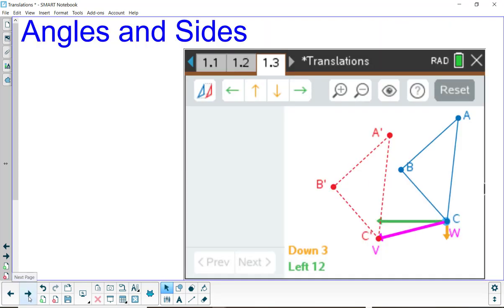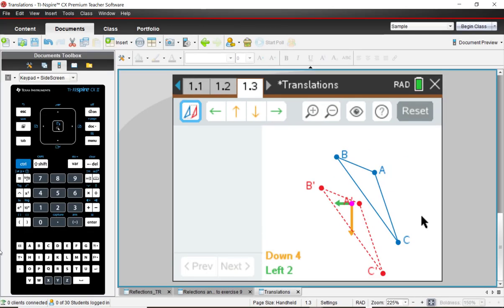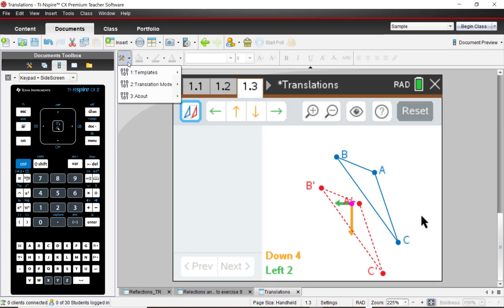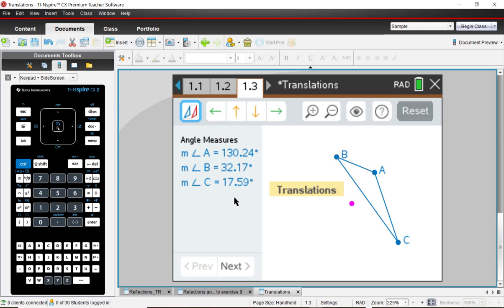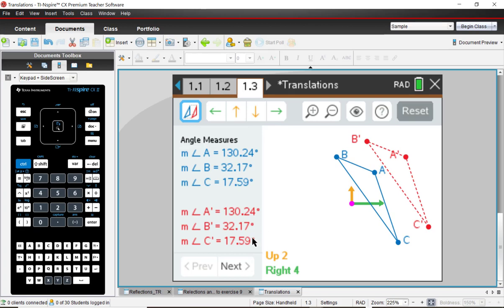Let's investigate angles and sides of translated figures. All right, so let's go over to the tools and click on tools. And we want the templates and number 1. So it's tools, templates, 1, angles and sides. This sets up the software, and notice that it measures all 3 angles of the triangle to the nearest hundredth. So we're going to translate up 2 units and to the right 1, 2, 3, 4 units, and translate. And notice it's giving us the measures of angles A prime, B prime, and C prime as well.